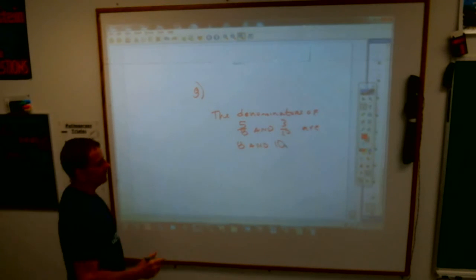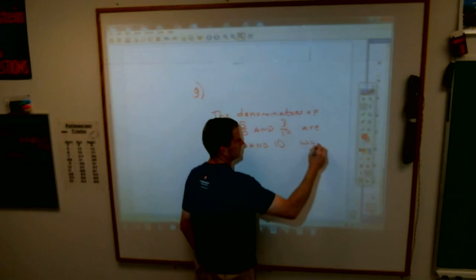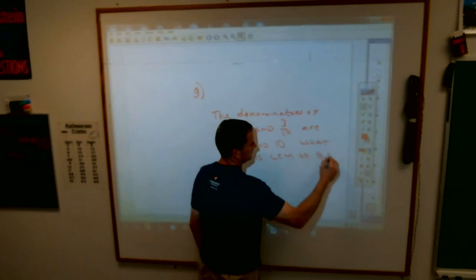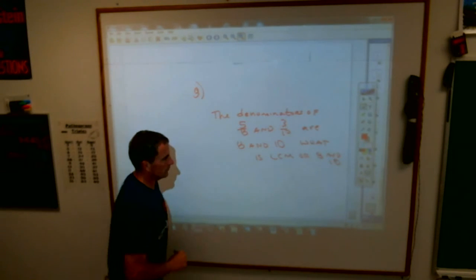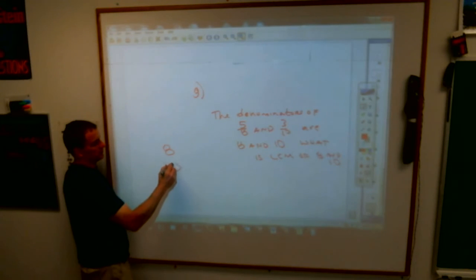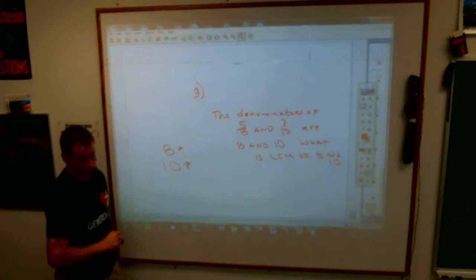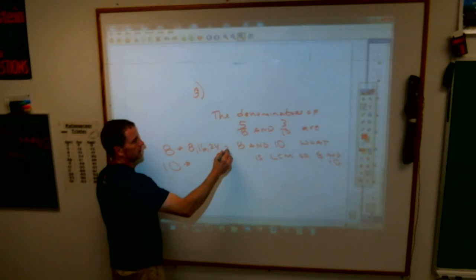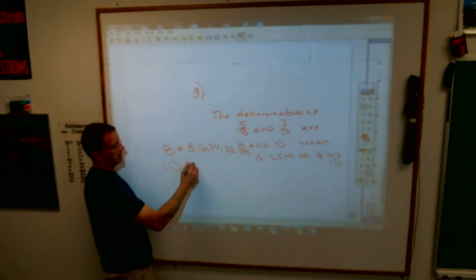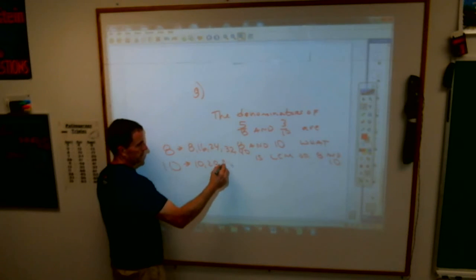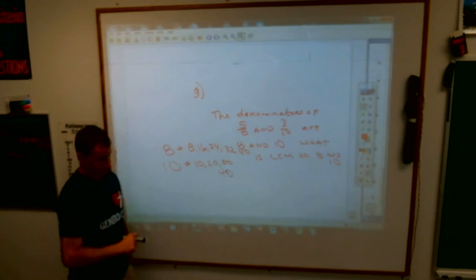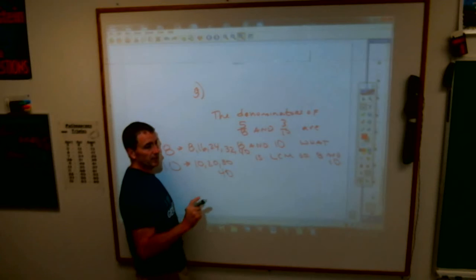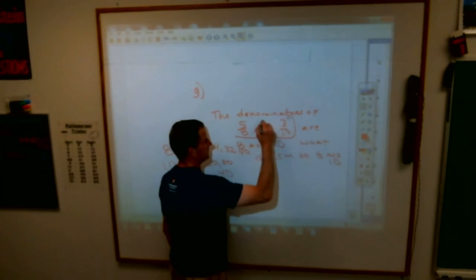What is the least common multiple of 8 and 10? Maybe we need to add fractions before we're done. If you have 8 and 10, what's the smallest common multiple they have? Counting by 8s would be 8, 16, 24, 32, 40. Counting by 10s, 10, 20, 30, 40. Smallest one, Zach, you said they had is? 40.